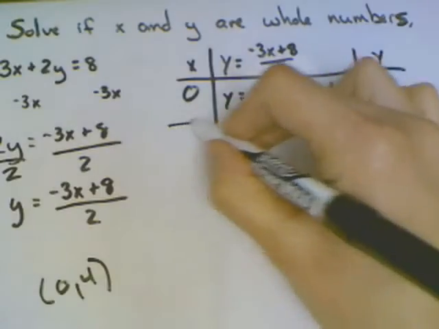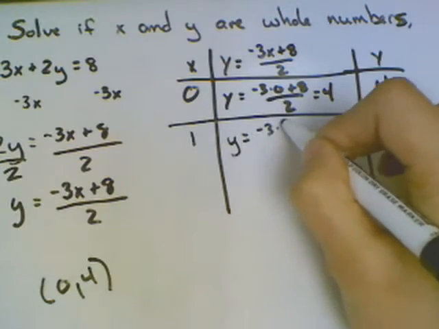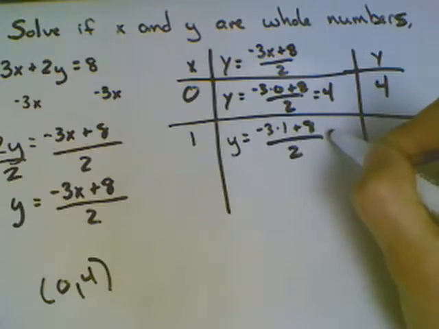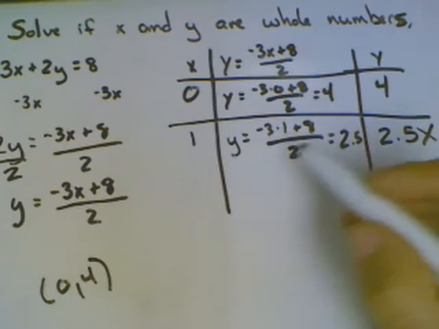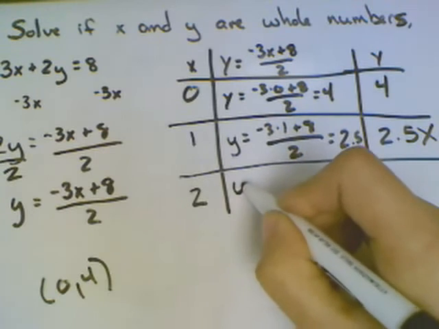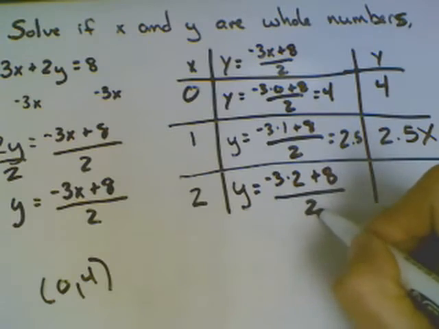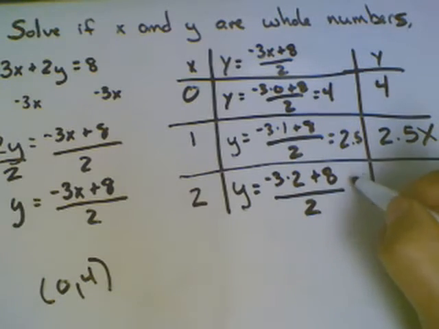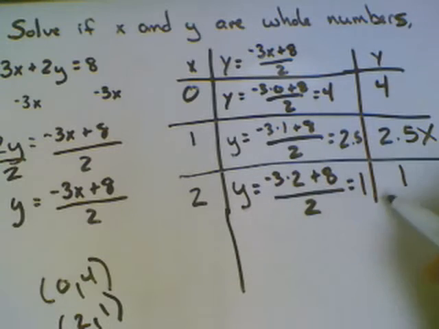Next, I plug in 1. If x is 1, then y is equal to negative 3 times 1 plus 8 over 2. And this is actually 5 over 2, which is 2.5. 2.5 is not a whole number, so this is not a solution. Moving on to 2. If x is 2, then y is negative 3 times 2 plus 8 divided by 2. This is actually 2 divided by 2. It's equal to 1. So if x is 2, y is 1. That's a whole number solution. So I will list it with my ordered pair down here.